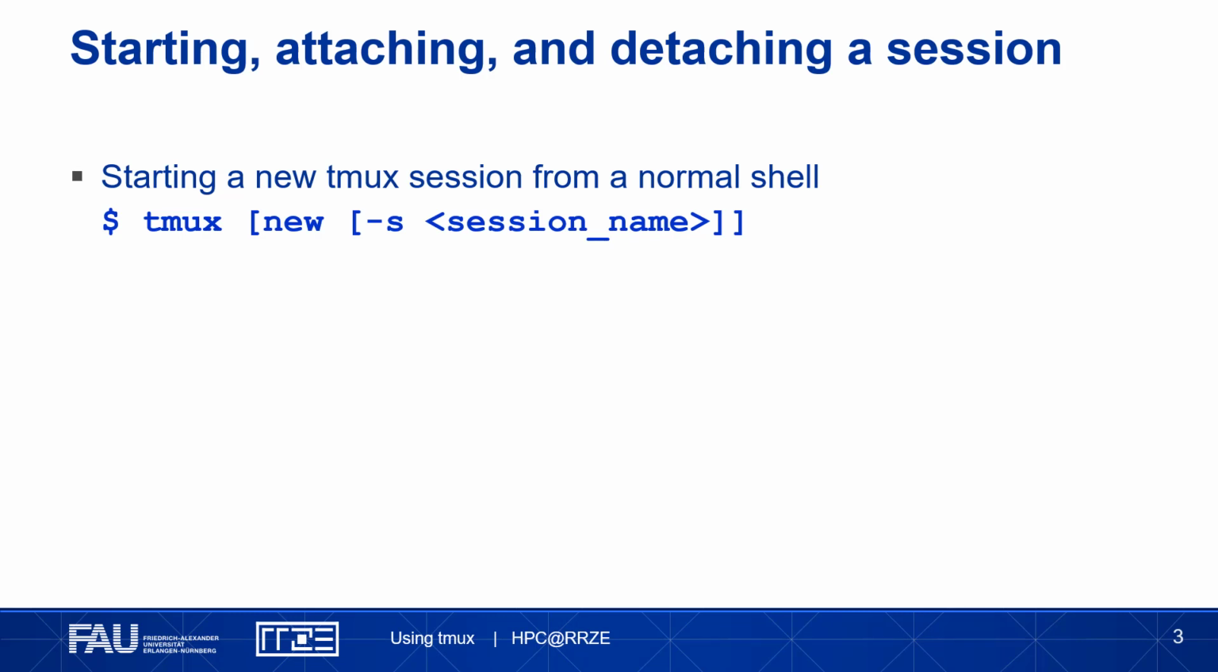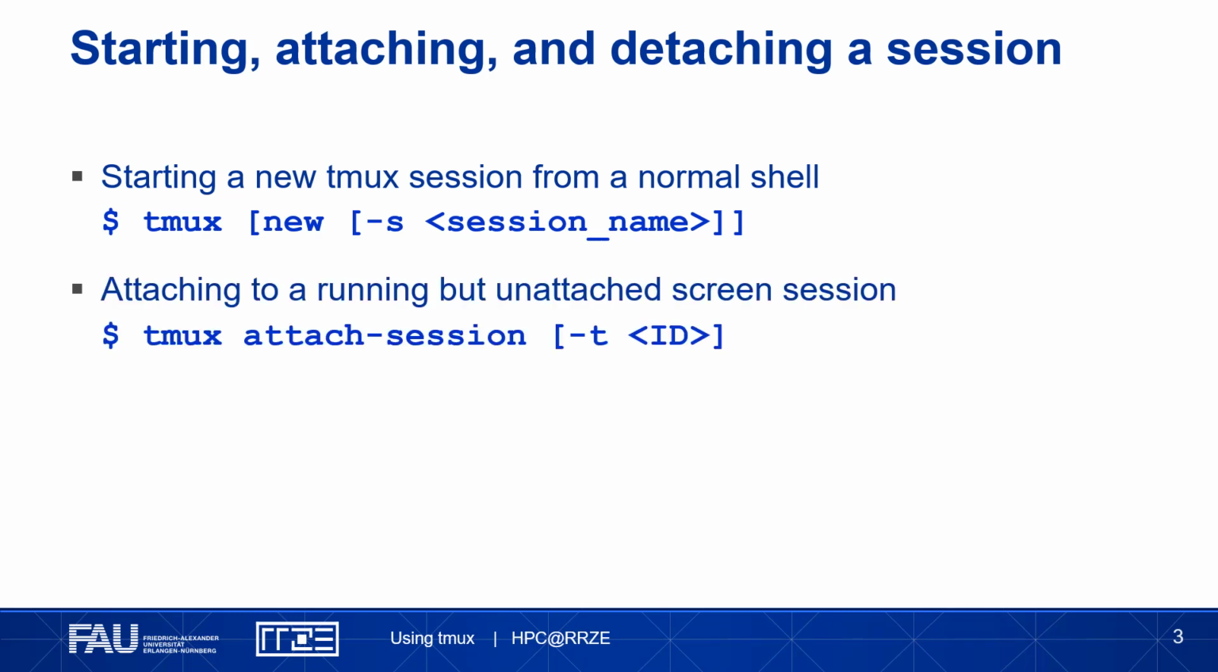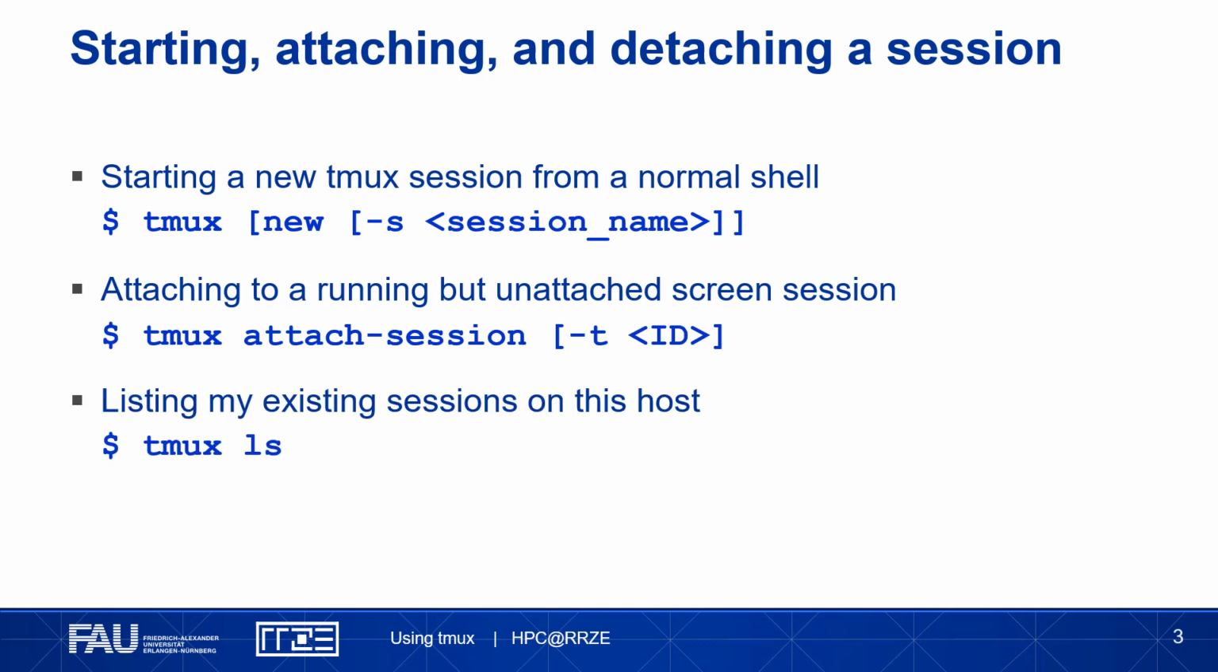Okay, once the new session is established, you will get a shell, a single window within the session. And if you want to reattach an existing session, which you have detached before, then you have to give tmux the command attach session. If there's only one session to attach to, then nothing else is necessary, else you have to supply the session ID with a -t parameter. If you have multiple sessions and you want to know which there are or what they're named, then the tmux ls command gives you a list of existing sessions on this host.